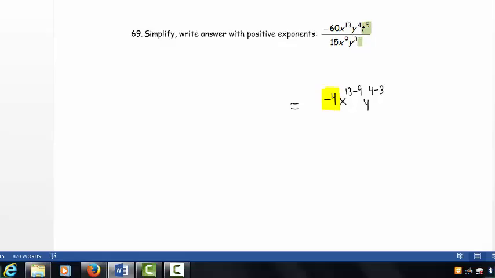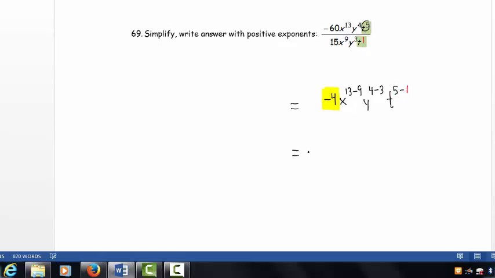T to the fifth divided by t. We note this is t to the first power. Greater exponents in the numerator, so we begin our subtraction. 5 minus 1, our answer goes in the numerator, because we began our subtraction with the factor whose exponent is in the numerator.